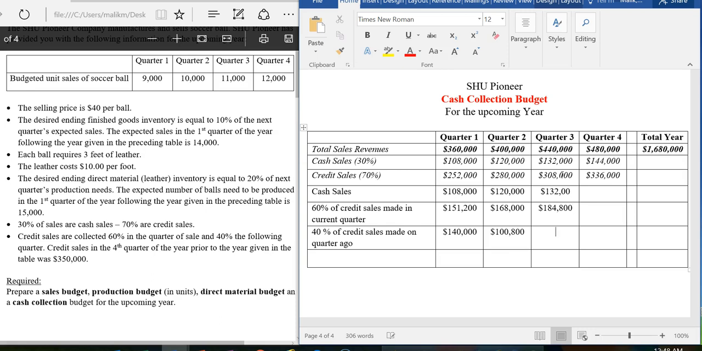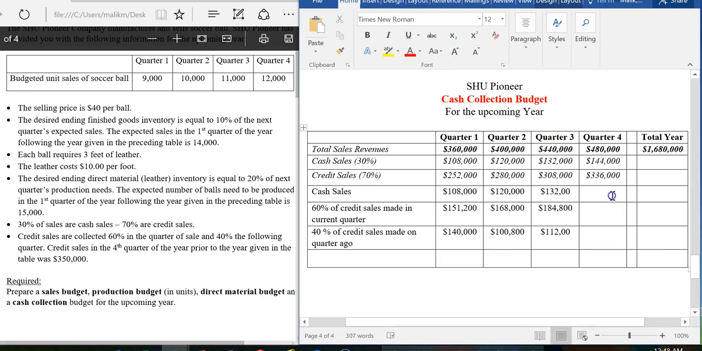184,800. And when they're in Q3, they will collect 40% of Q2's credit sales. So Q2's credit sales is 282,000. So take 40% of it, and I did the calculation, and I got 112,000.